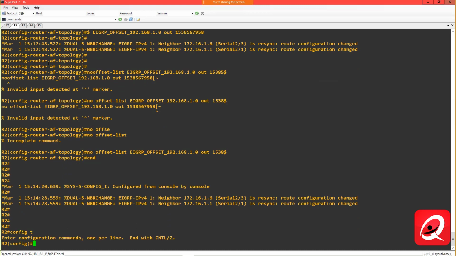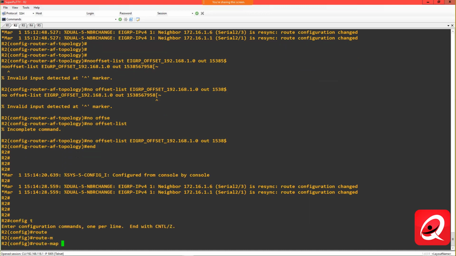So config T, route map, EIGRP offset, trying to think of how to do this. You know what? I'm going to come back to that.